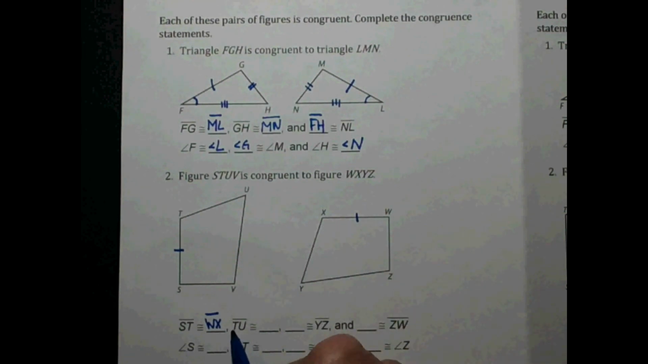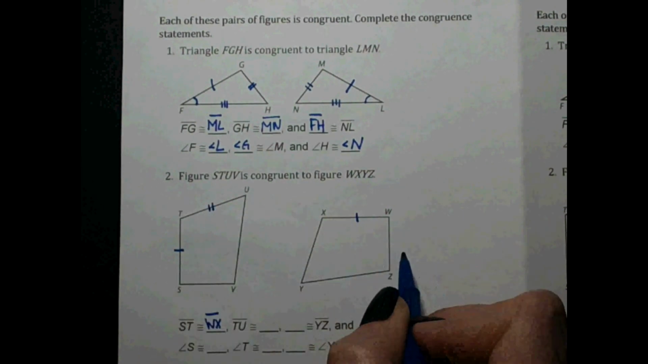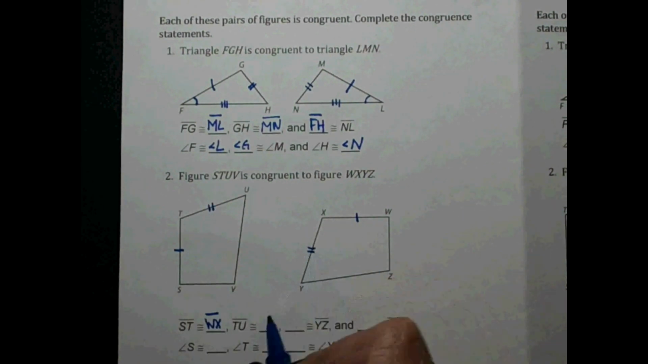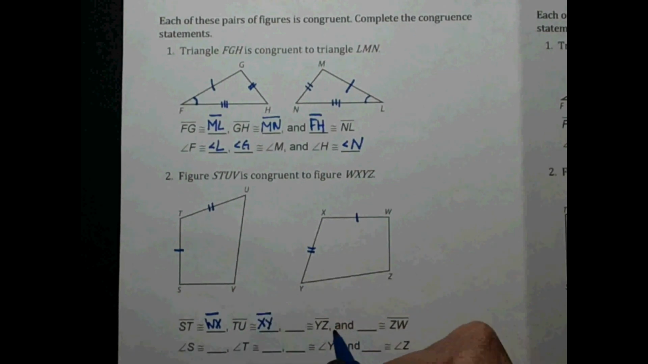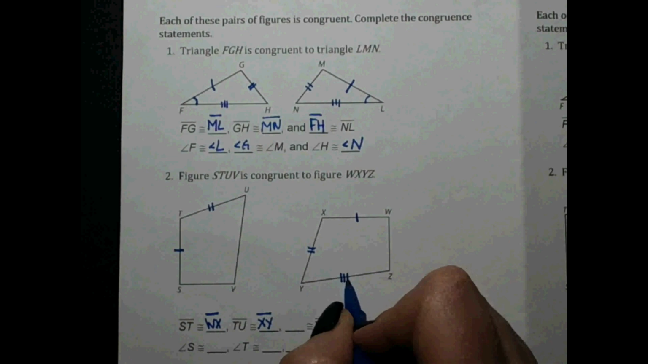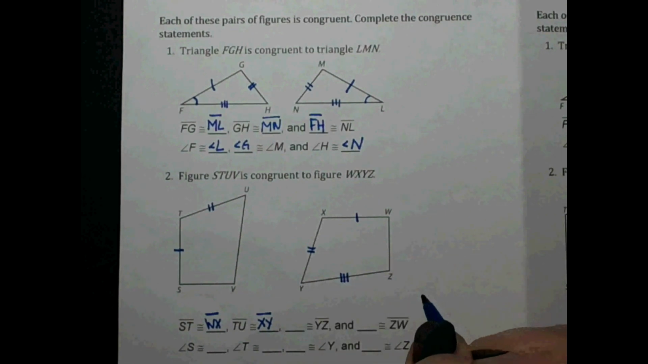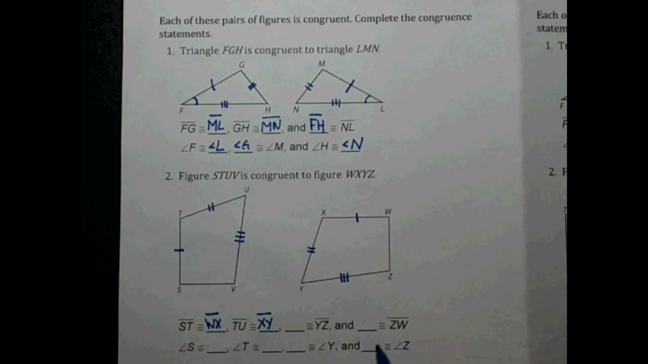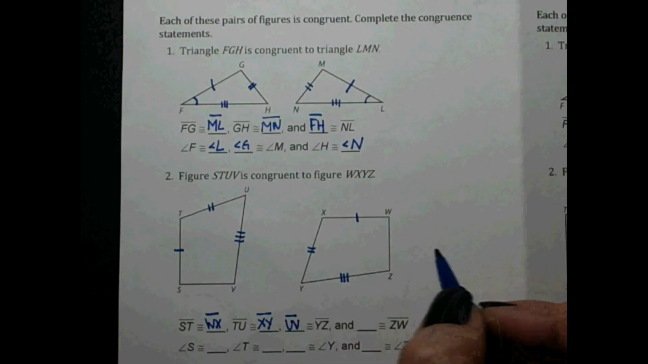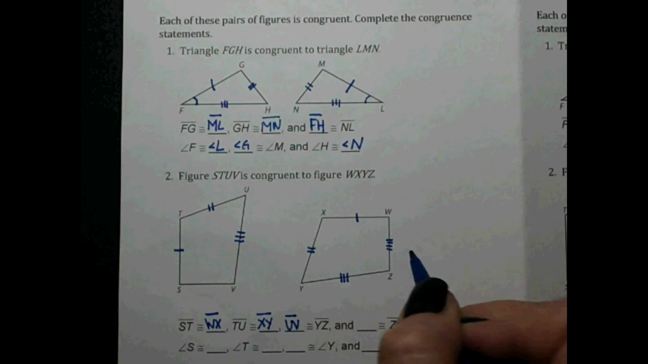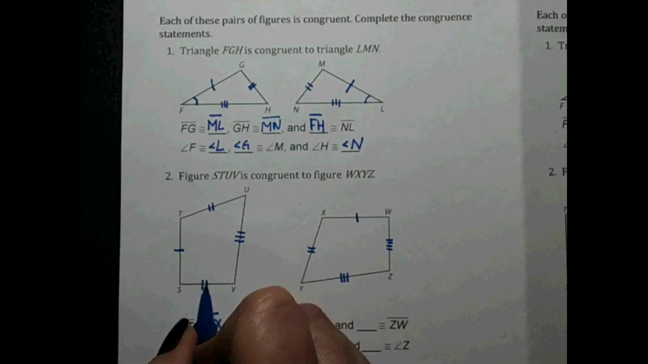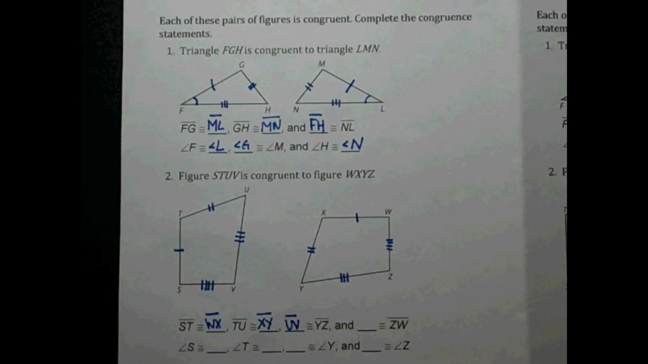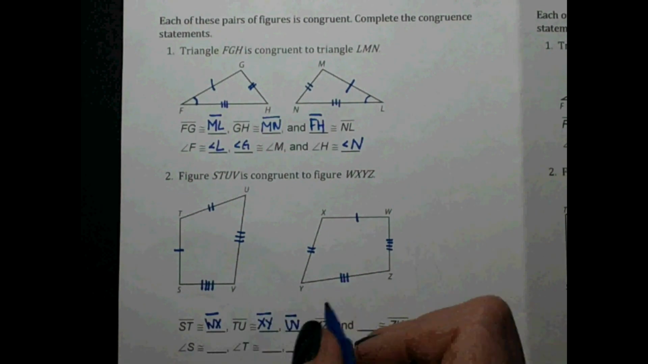So side TU is going to be congruent to side XY. Side YZ, which is right here, is going to be congruent to side UV. And lastly, side ZW is going to be congruent to side VS.